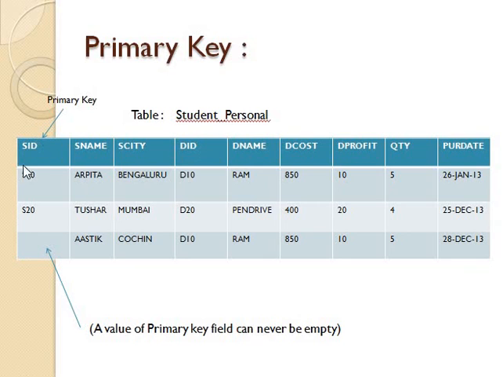As primary key should uniquely identify every record in a particular table, so putting a blank value for a primary key field will not allow it to uniquely identify every record in the table student personnel. And that is why blank values for a primary key field are not acceptable, or we can say that null values for a primary key field are not acceptable.